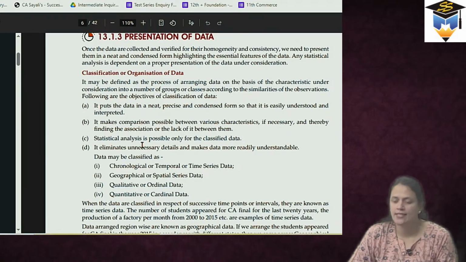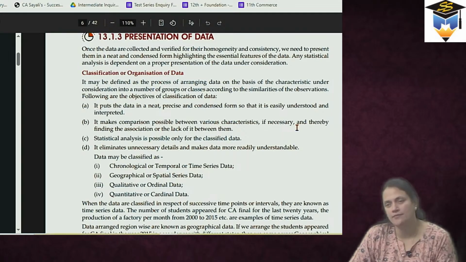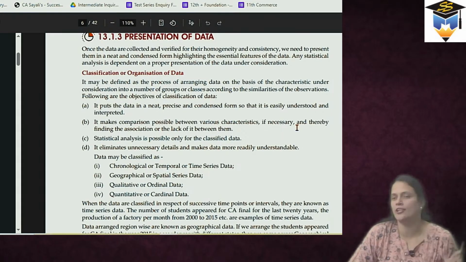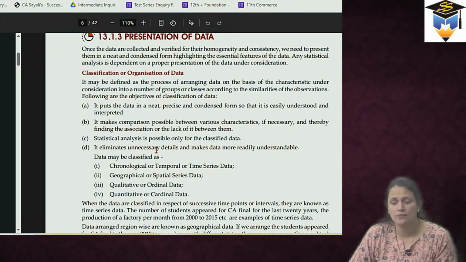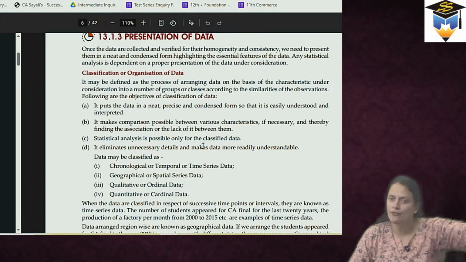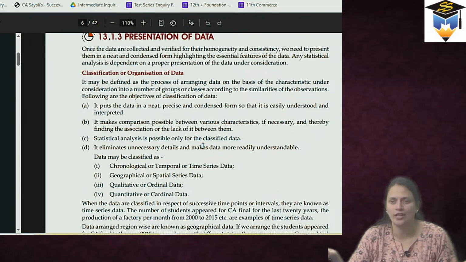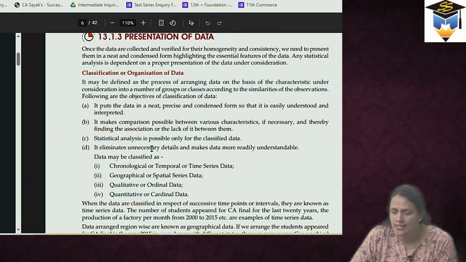Third, statistical analysis is possible only for classified data. Now, classified data means what? Whatever data is represented correctly, that is the classified data. So analysis is possible only for classified data. If the data is not classified, if somewhere you are writing the height of a student, somewhere the weight of the student, somewhere whether the student is a male or a female, it will not help you in any way. It eliminates unnecessary details and makes data more readily understandable. This is very important.